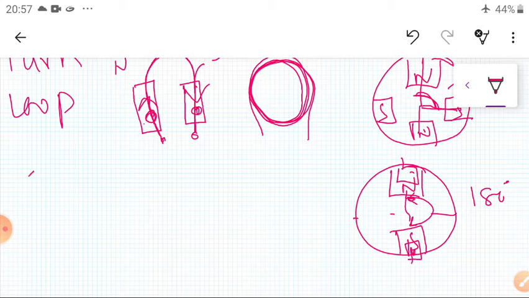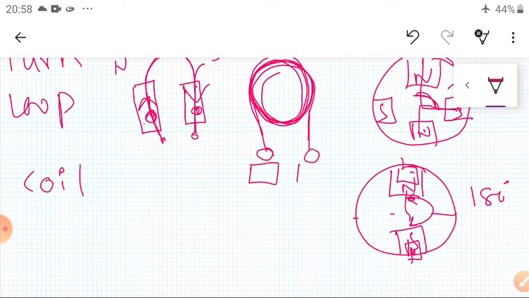Now coming to the coil. The coil is nothing but this one. A coil consists of two ends, starting and ending. A coil may consist of a single conductor or multiple conductors. More turns are connected in series, and the two ends are connected to adjacent commutator segments, one segment and another segment. Segments we will see later. Okay, so this is one thing.